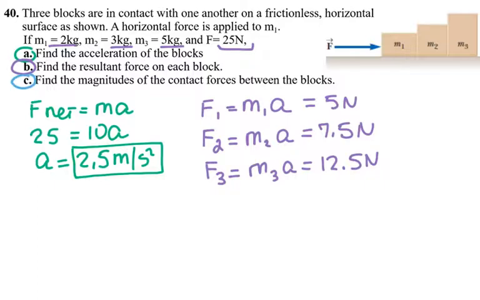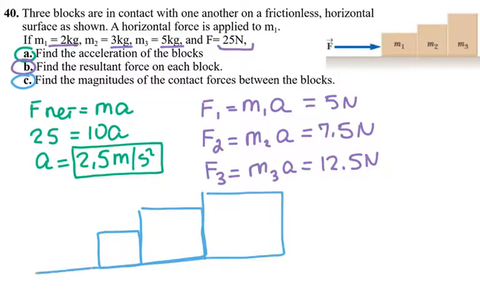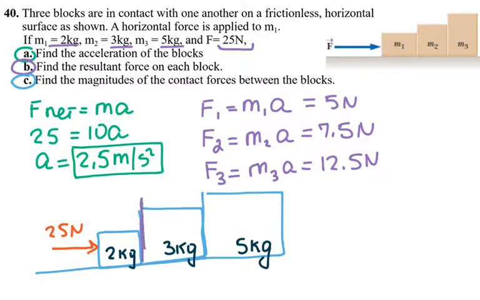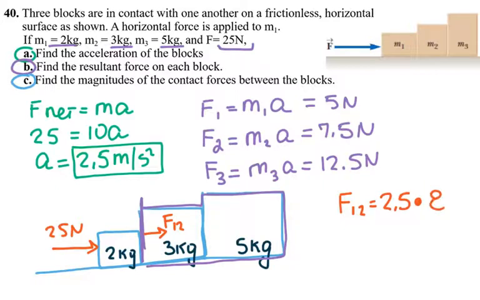And for part C, the magnitude of the contact force between all the blocks, I'm going to redraw the blocks so it's going to be easier for us to see this. So I have 1, 2, and 3. The force acting on this one is 25 newtons, and this force accelerates all 3 blocks. And the force between the 2 and 3 kilogram blocks will accelerate these 2 blocks. So the force that 1 exerts on the other 2, let me call it 1, 2, is equal to the acceleration that we found, 2.5, times the mass of the other 2 blocks, 8. So the force between the first and the second block, 1, 2, is equal to 20 newtons.